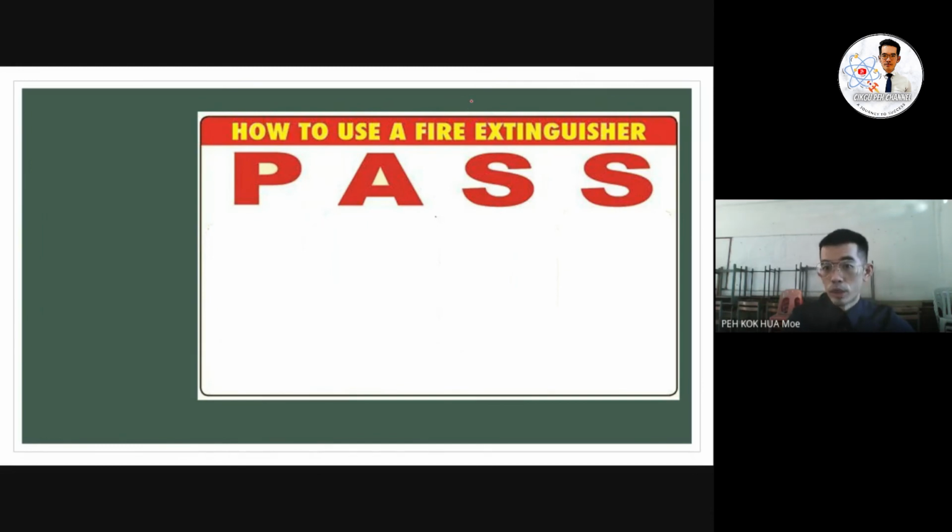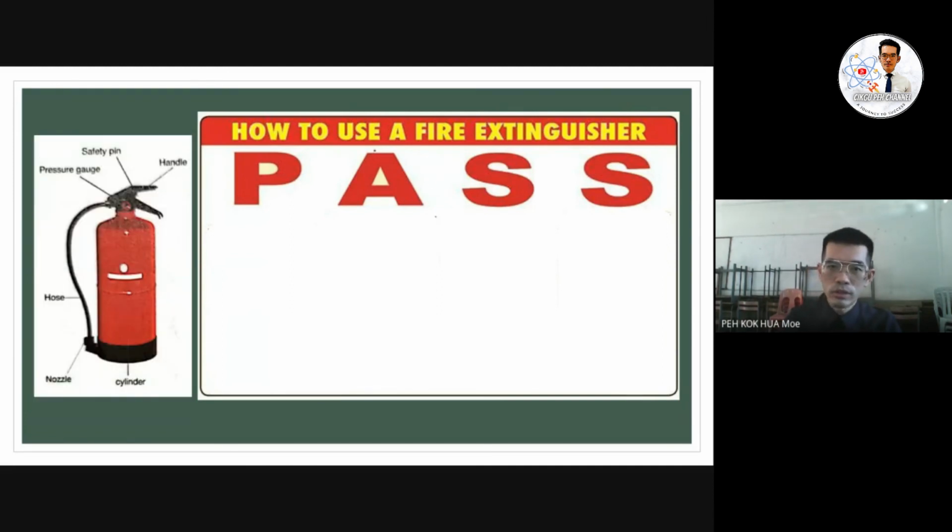Okay, so here we have to know how to use the fire extinguisher. To know the steps, you have to remember these 4 letters: PASS. So before we go to the discussion on how we use the fire extinguisher, you have to know the important parts of the fire extinguisher.